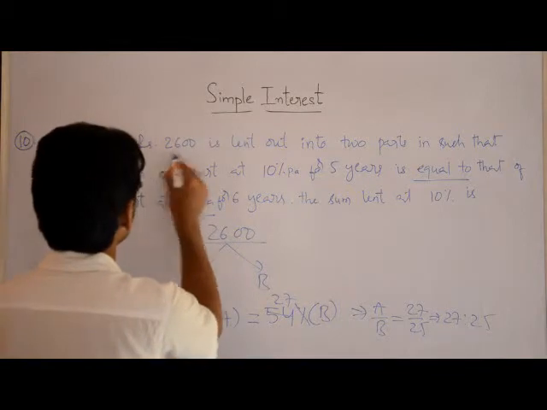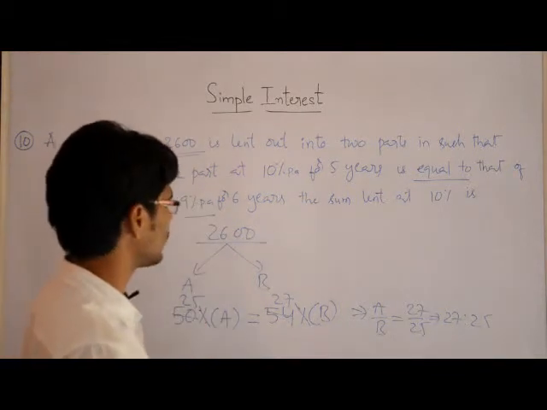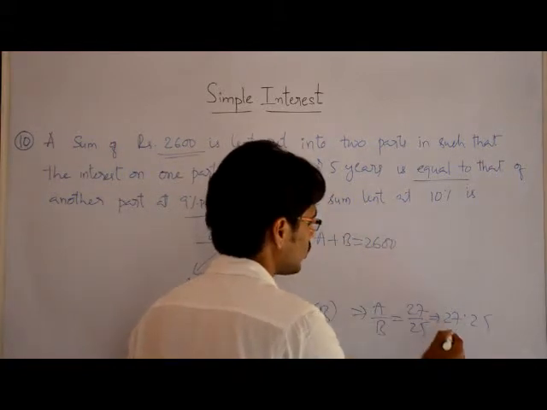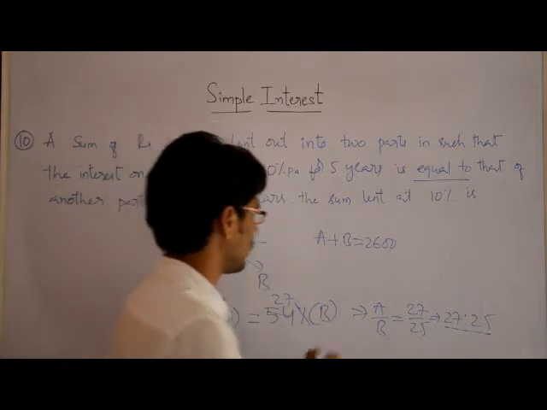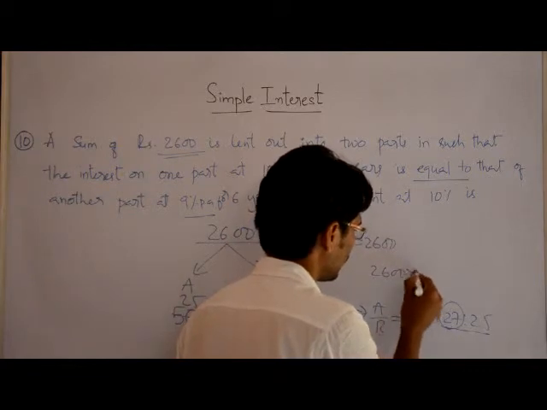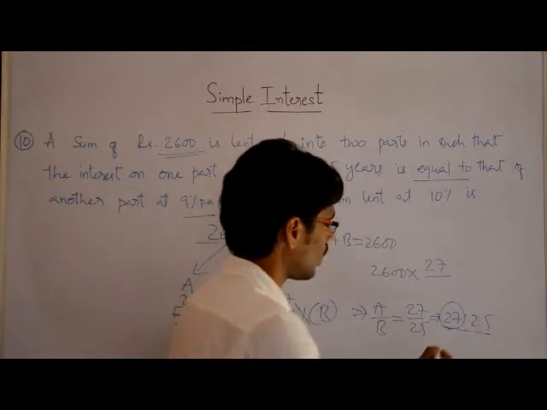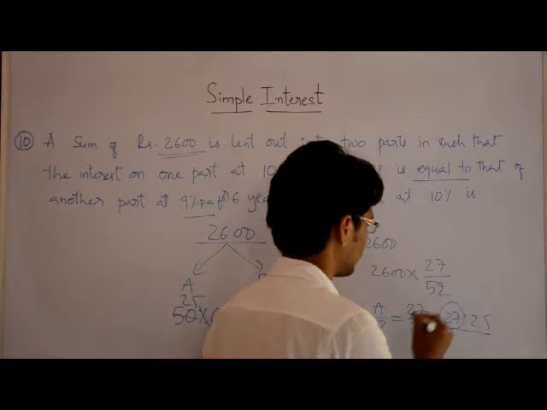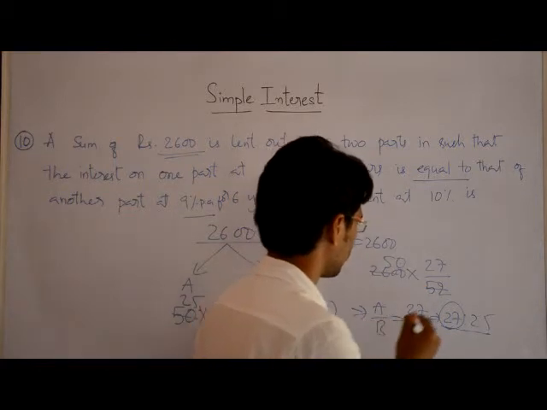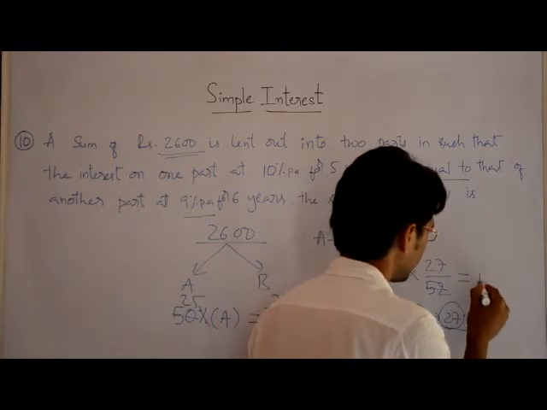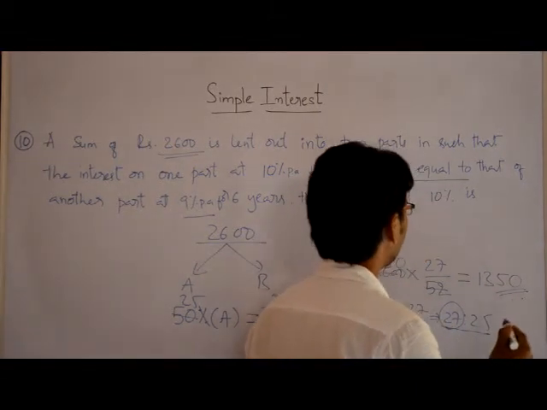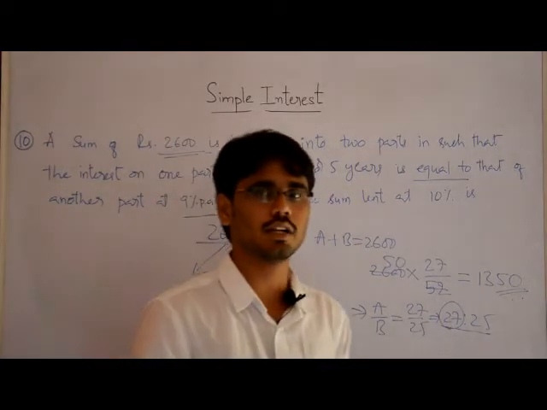We know that the total sum is 2600, meaning A plus B equals 2600, and A is to B equals 27 is to 25. So we have to find the A value. So 2600 into, A value is 27 parts out of 52 parts. So 52 into 50 is 2600, there is one more 0. 27 into 50 is equal to 1350. So the money lent at 10% is 1350.